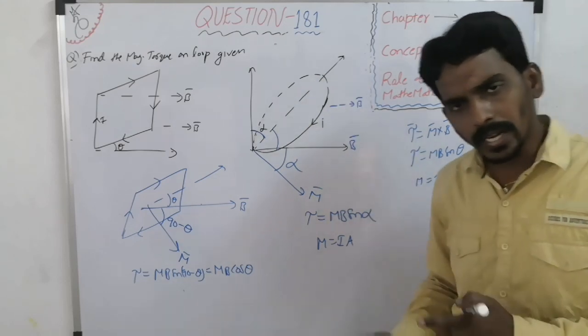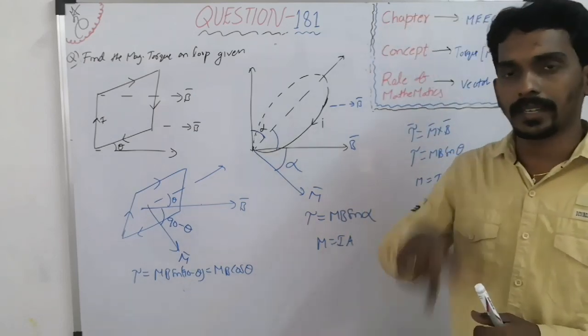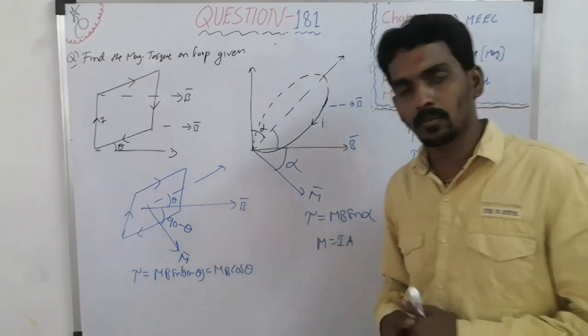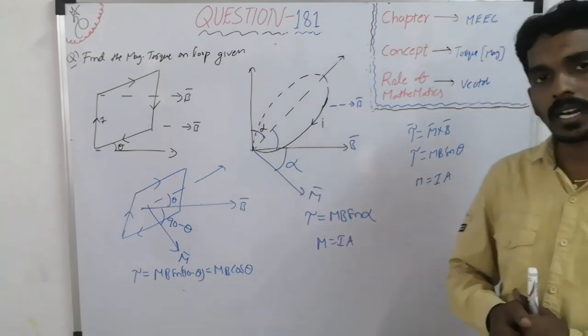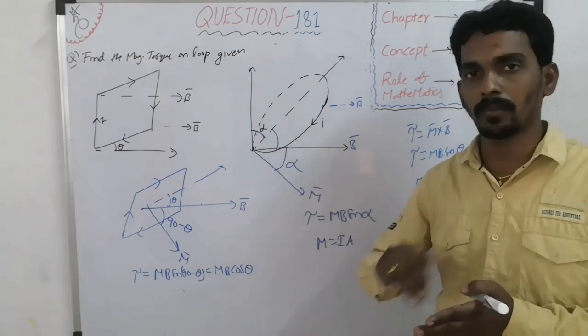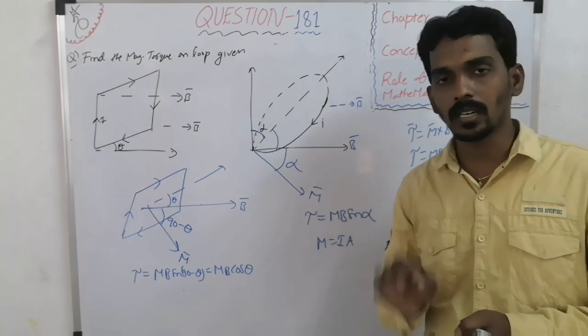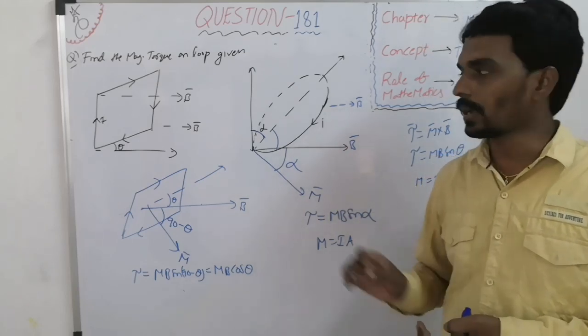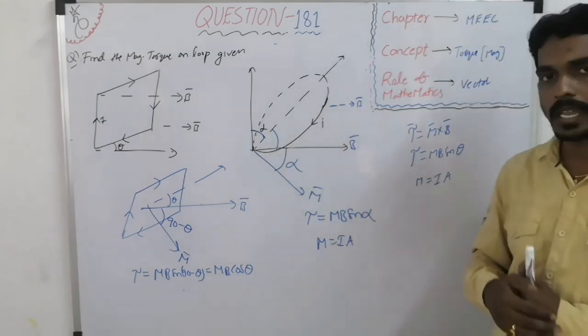So what is the orientation of the coil? What is the direction of the magnetic field? And what is the direction of the magnetic moment? And then you can find the torque acting on the current carrying loop. So whenever a current carrying coil is placed in the presence of an external uniform magnetic field, it experiences a torque given by mB sin theta.